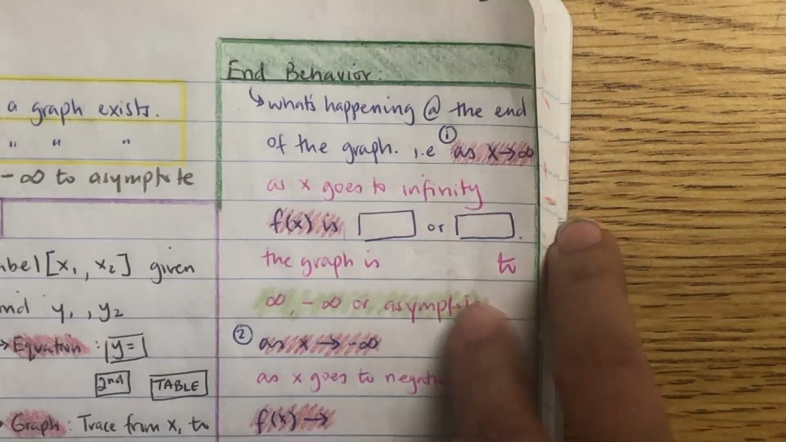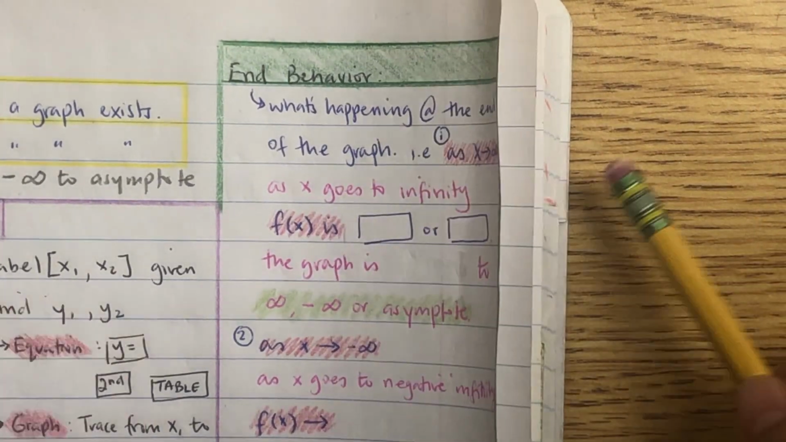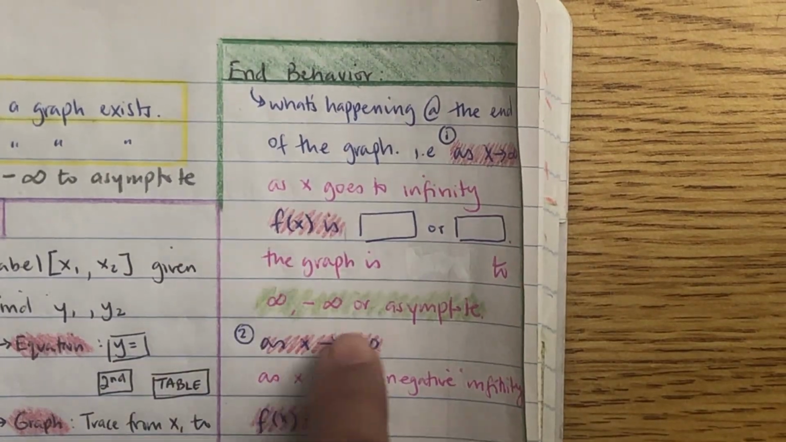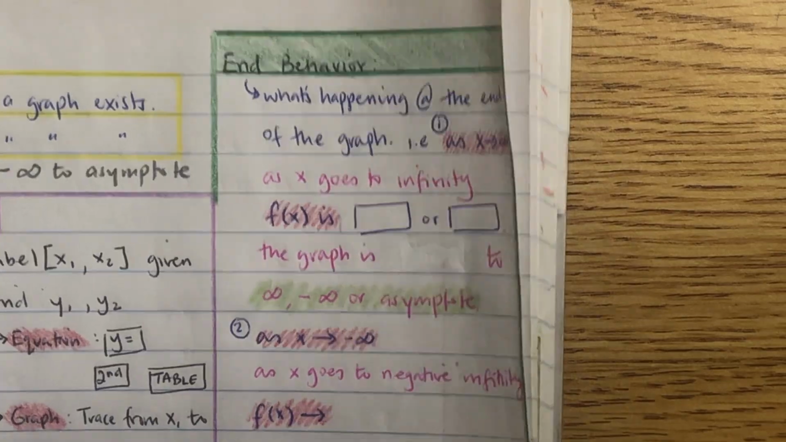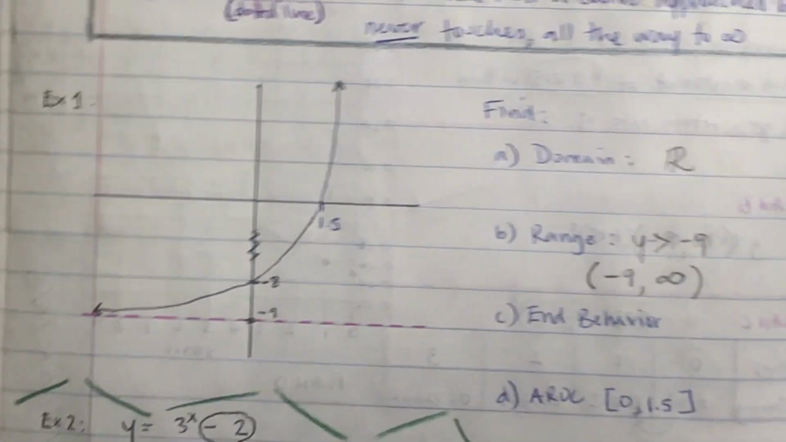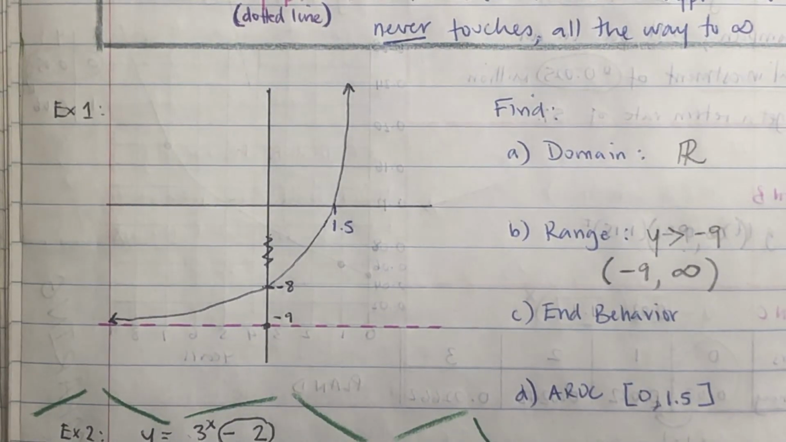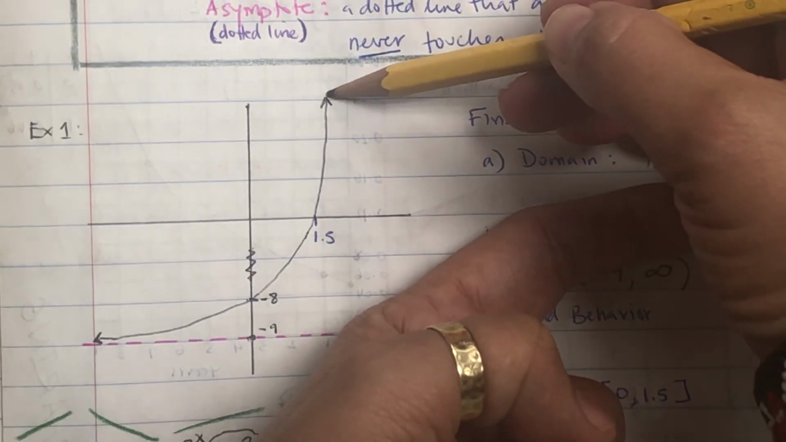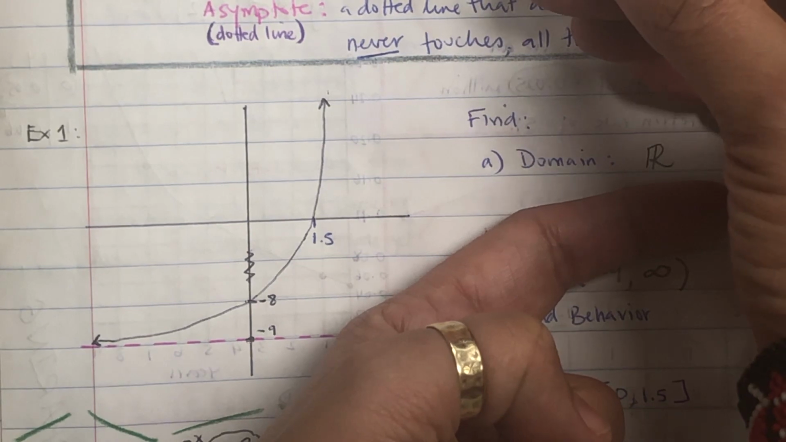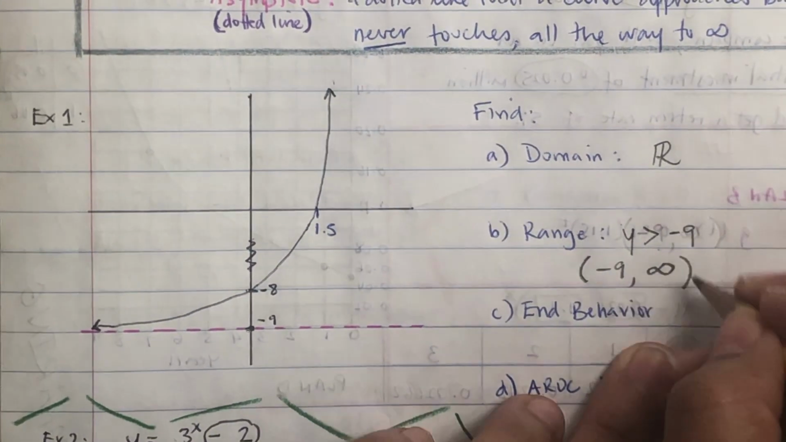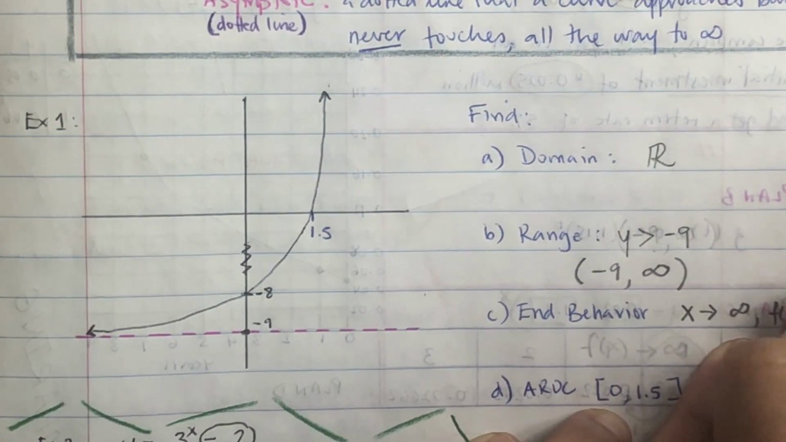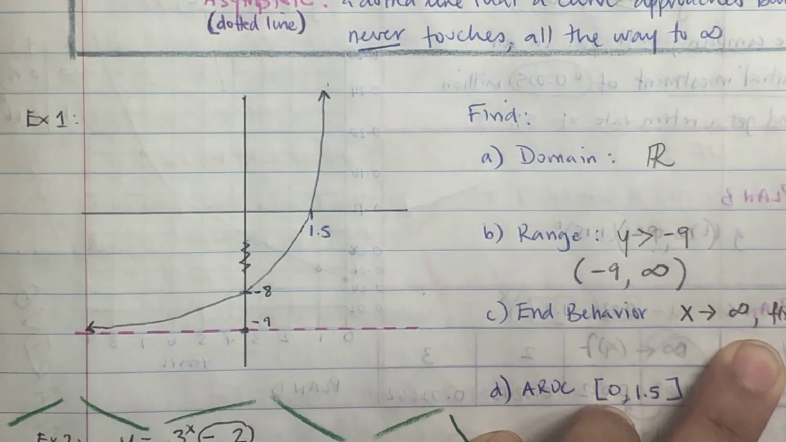So let's take a look at end behavior. End behavior is just what's happening at the end of the graph. As x is going to infinity, what's happening to f of x, and as x is going to -infinity, what's happening to the graph. So you're just looking literally at the end. In this example, as x is going this way, what does the end of the graph do? It's going to infinity. So as x goes to infinity, f of x is going to infinity.